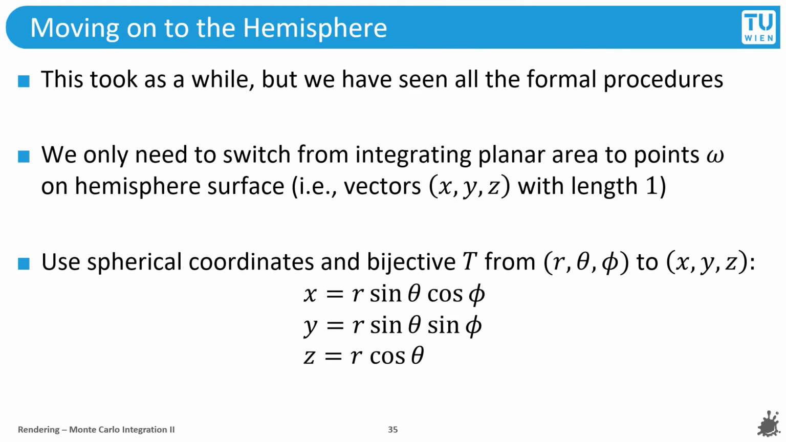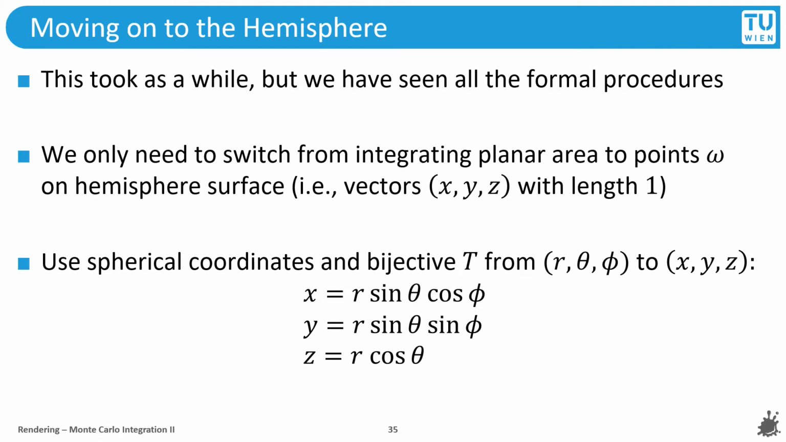Now that we have mastered the unit disk, let's move on to the unit hemisphere. This is what we wanted all along, a way to integrate functions over the hemisphere surrounding a point in the scene to find out the total amount of incoming light. So instead of integrating over a planar area, we will now be integrating over the surface area of the unit hemisphere, or directions in 3D of length 1, omega.